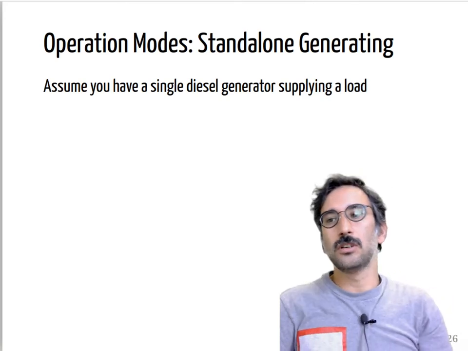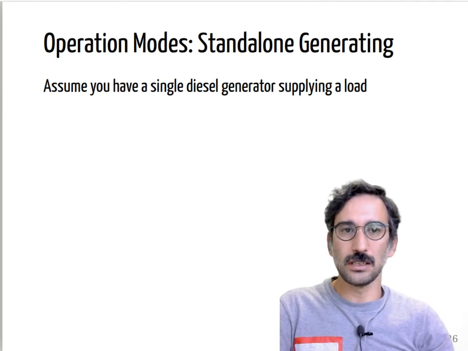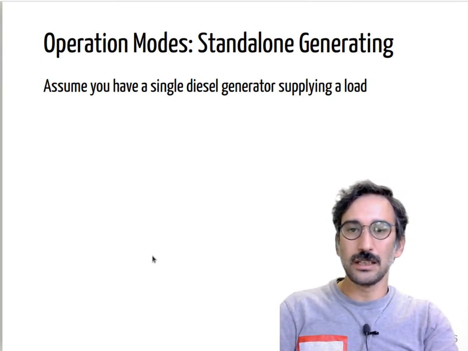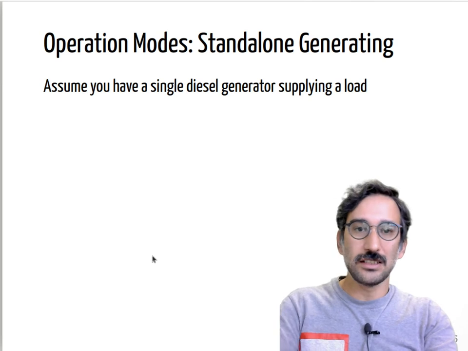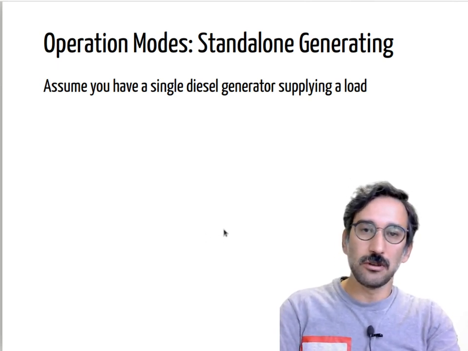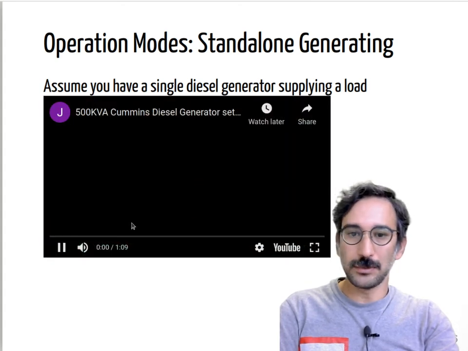So in this video we will talk about the first operating mode of a synchronous machine. It is like the standalone generator. It is the usual case where you have a single diesel generator and you just supply the load and you are not connected to the electric grid.